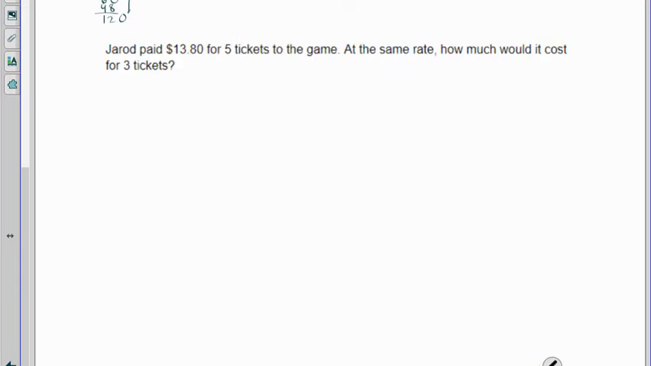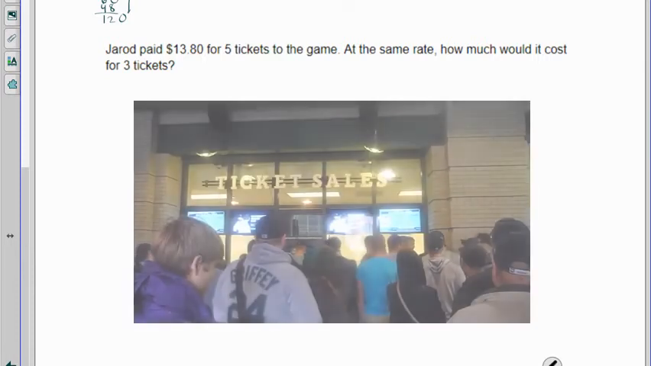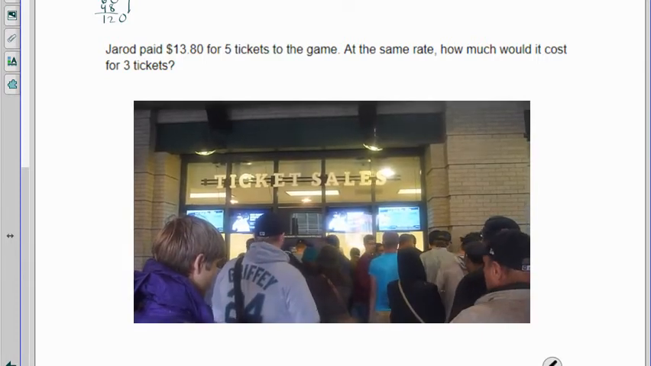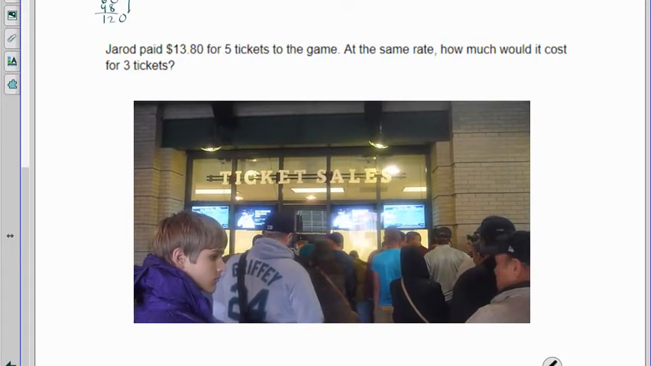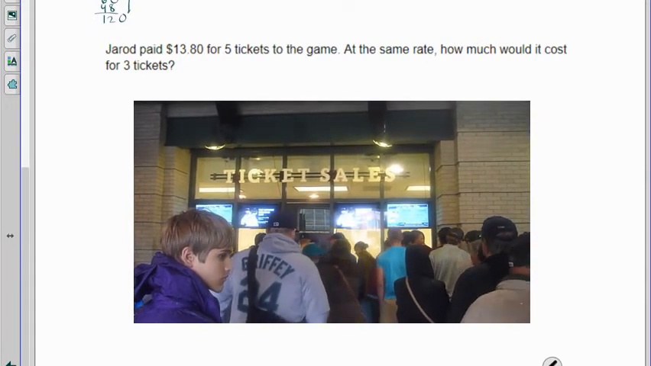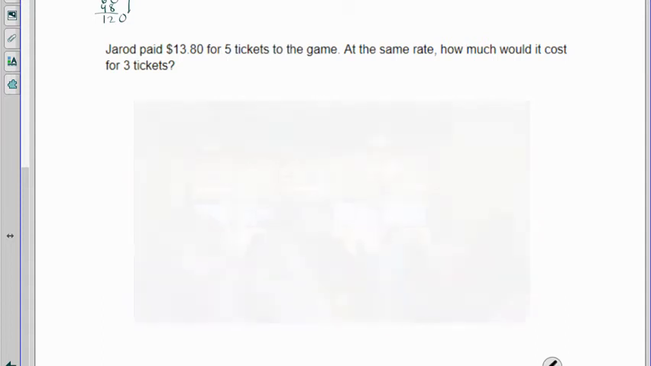Here's one for you to give a shot. Jared paid $13.80 for 5 tickets to a game. At the same rate, what would it cost for 3 tickets? So find your price per ticket, and then find the price for 3 tickets. We'll talk about it in class.